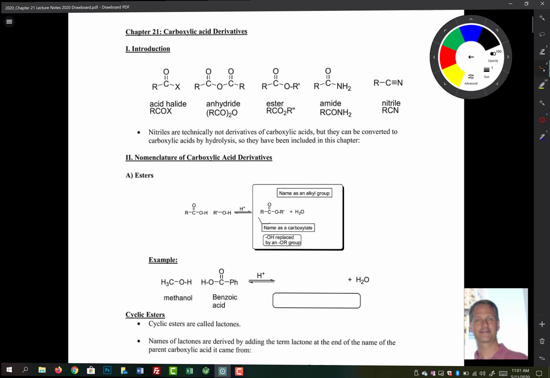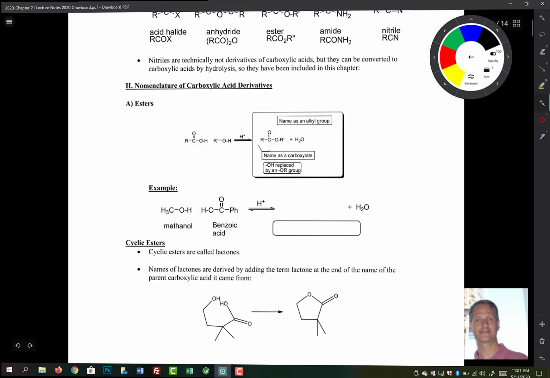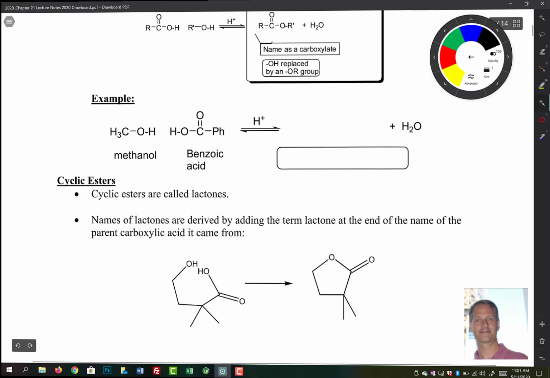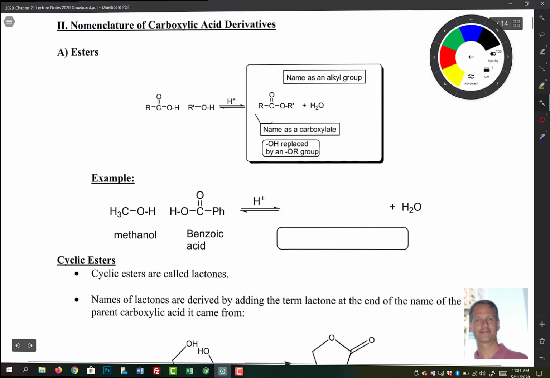So chapter 21 is somewhat heavy in nomenclature as compared to some of the other chapters. Now we've seen some of that nomenclature in some of the problems that we've gone through during the year. So let's take a look at how to name esters. Well, one way to synthesize esters is to do a Fischer esterification. So here we have a carboxylic acid, plus an alcohol to give us an ester.